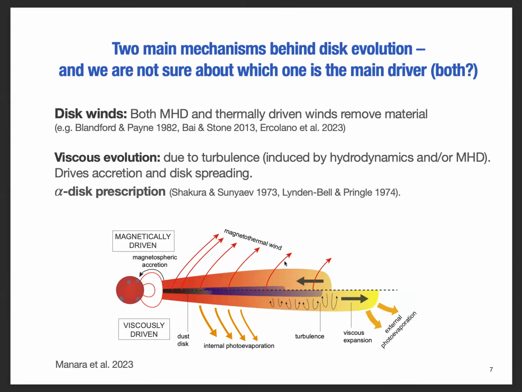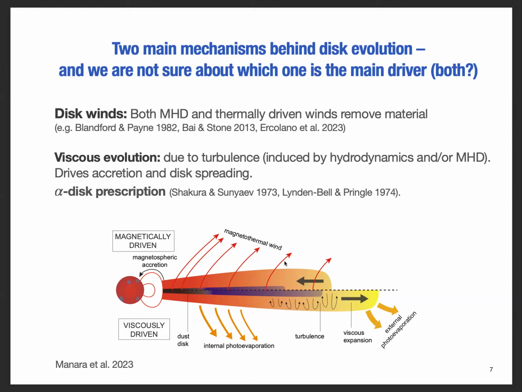And there are two main theories. Well, there are many processes that could lead to the evolution of disks. There are two main competing theories. One is through winds, and those winds can be thermally driven or due to magnetohydrodynamic effects. So in one case, you have the radiation from the star or external radiation that's heating the material in the disk. If it gets hot enough, it can leave the system, and you have a wind, and you're losing material.